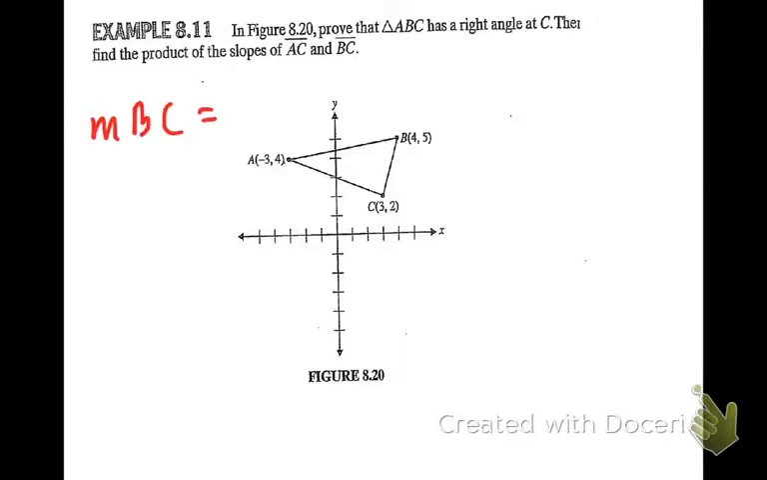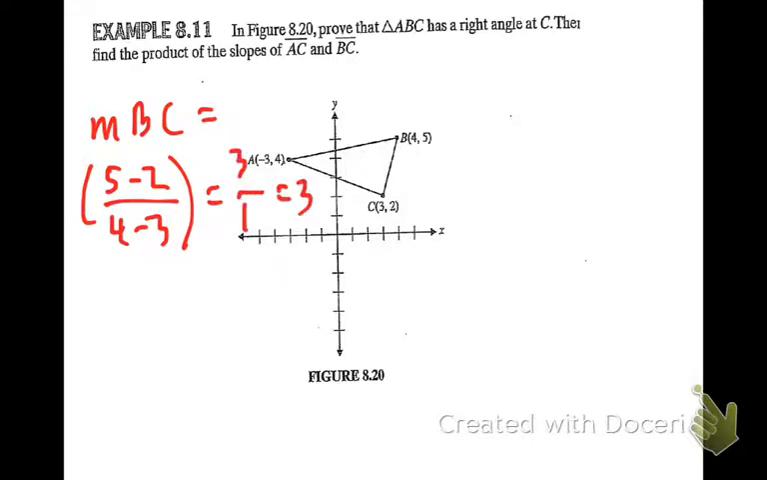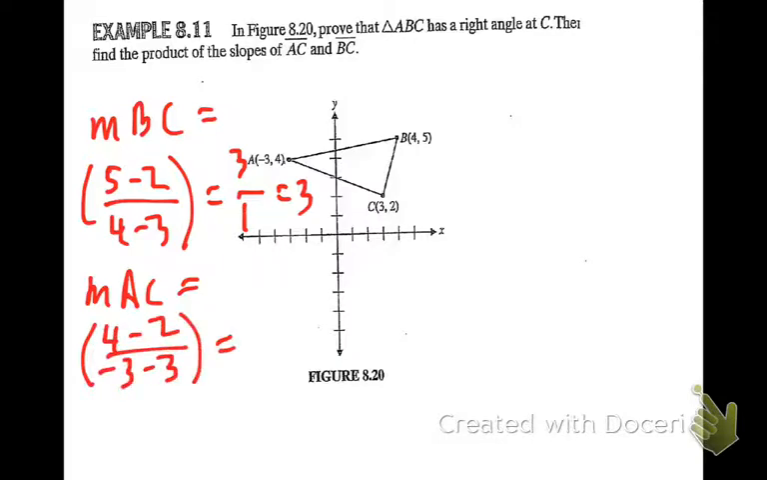is equal to 5 minus 2 over 4 minus 3, which is equal to 3 over 1, which is equal to 3. M of AC is equal to 4 minus 2 over negative 3 minus 3, which is equal to 2 over negative 6, which is equal to negative 1/3, right?